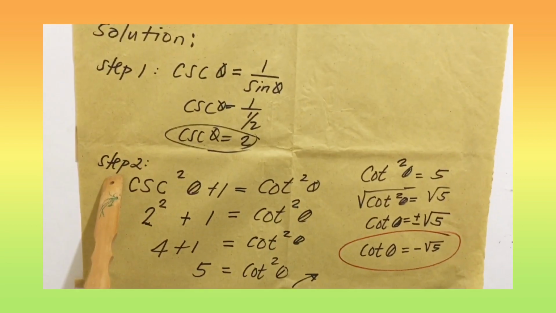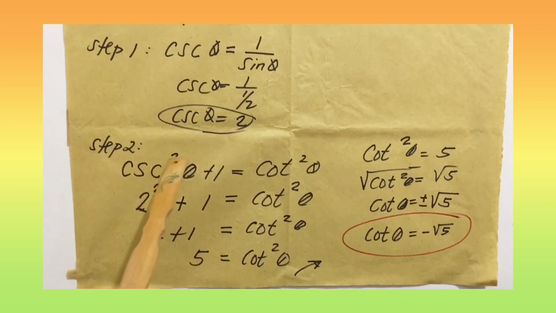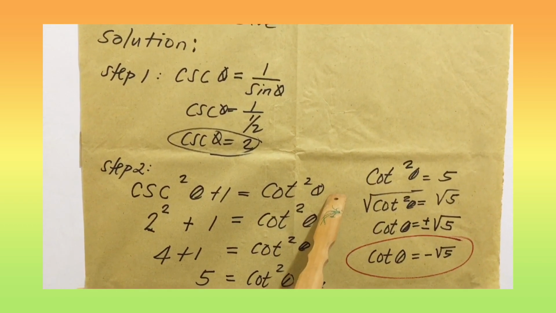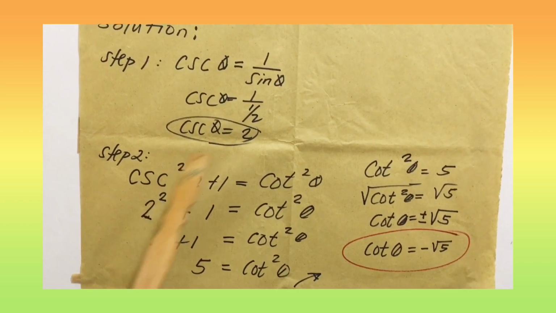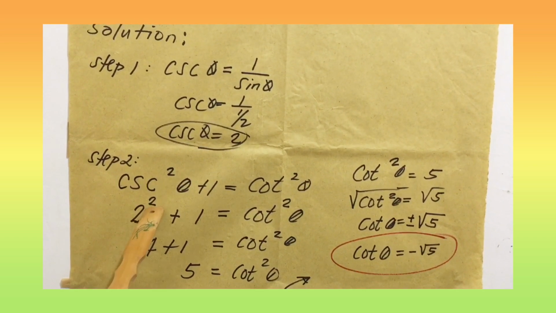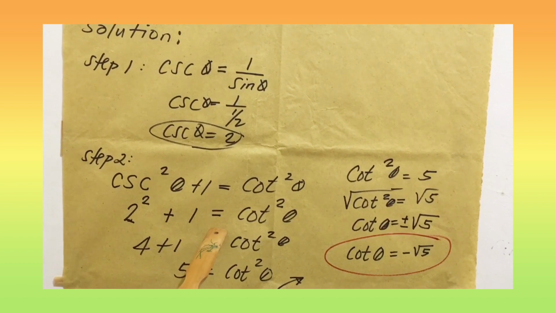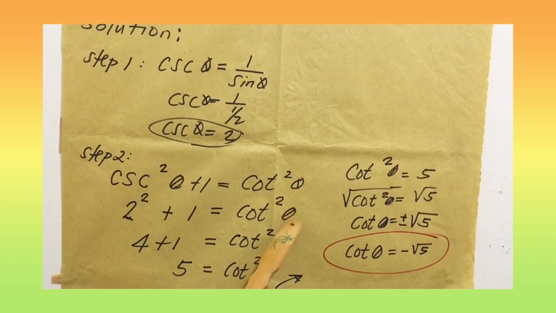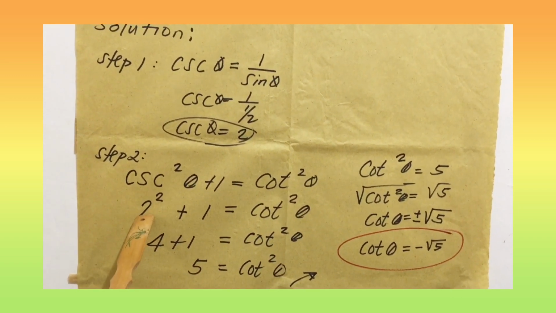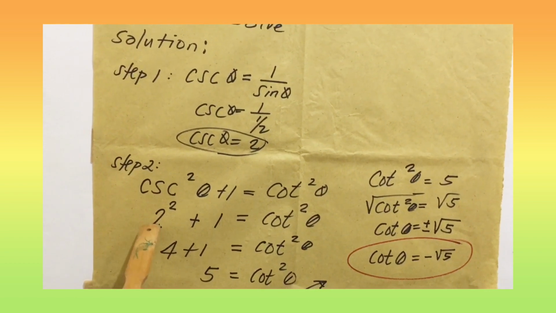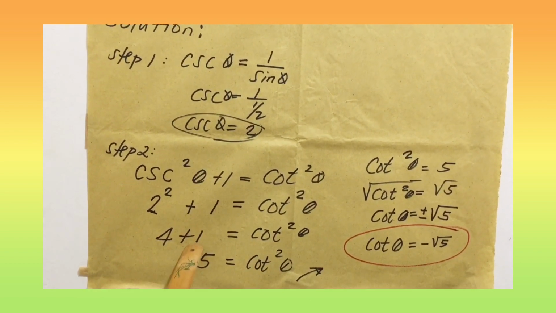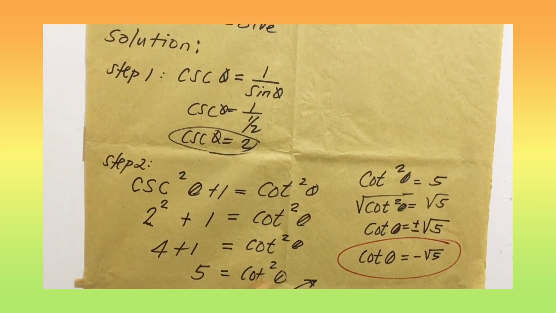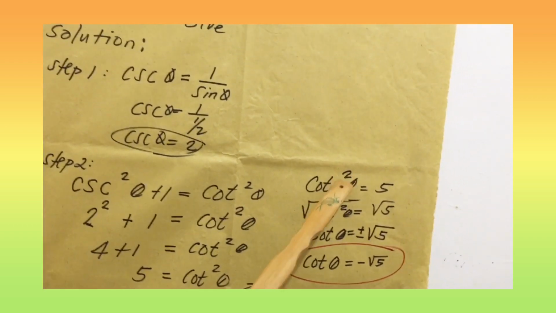Now, step 2, we will use cosecant squared theta plus 1 equals cotangent squared theta. This is the fundamental identity that we're going to use now. And the value of cosecant theta is positive 2. So we have 2 squared plus 1 equals cotangent squared theta. Theta means the angle, the angle at the origin. Then we extract the exponent: 2 times 2 equals 4. Then copy plus 1 equals cotangent squared theta. 4 plus 1 equals 5, so cotangent squared theta is equal to 5.